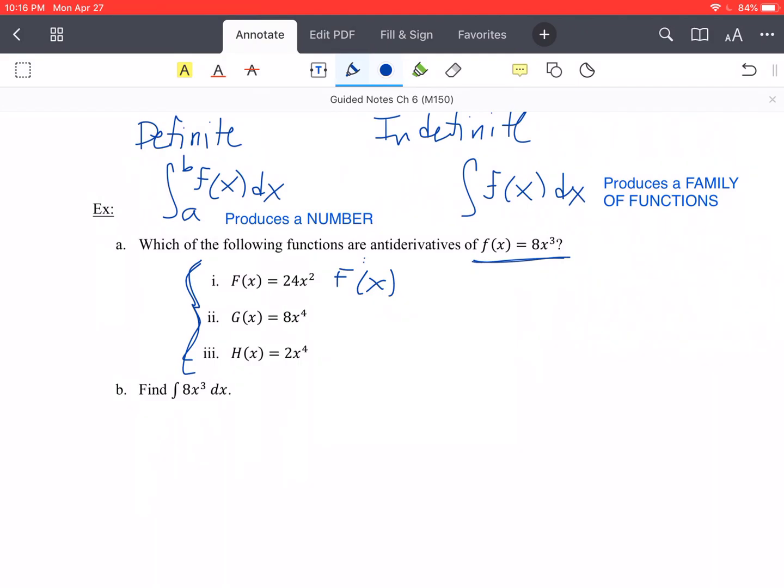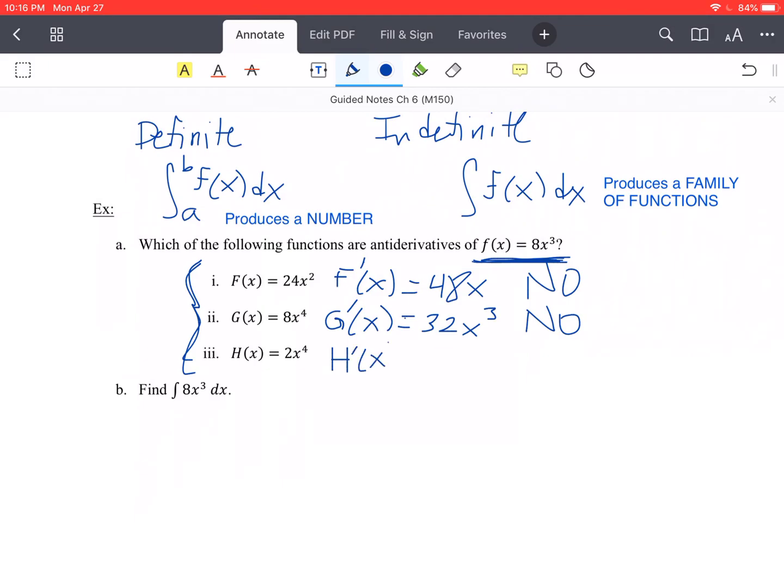So big F prime, 24x squared, that's going to be 48x. So does that give us this? No, certainly not. And then we check g prime, 8x to the fourth, use the power rule. So 8 times the 4, that's 32x cubed. Well, we got the x cubed right, but we didn't get the coefficient right. So this one is also not an antiderivative.